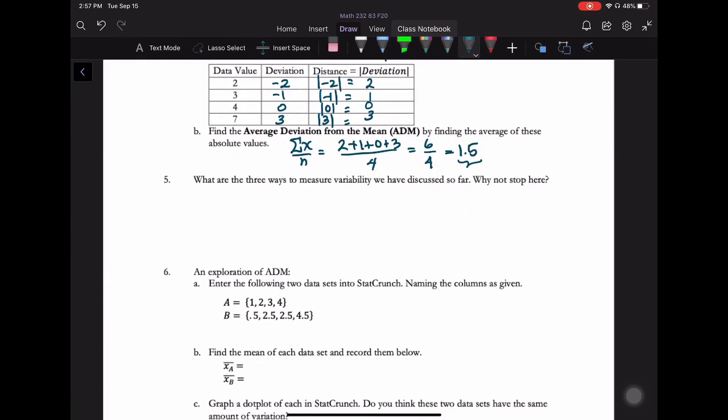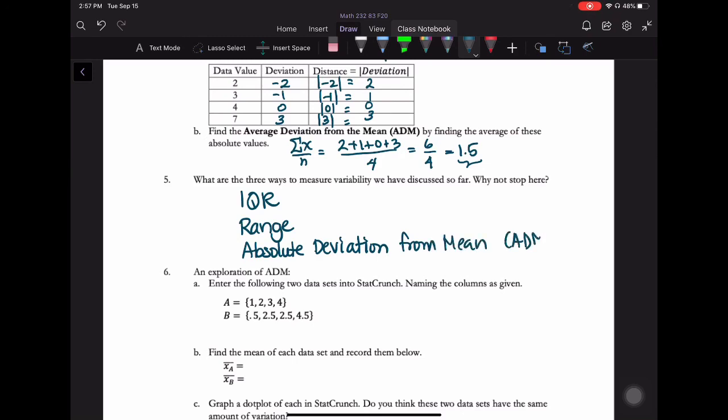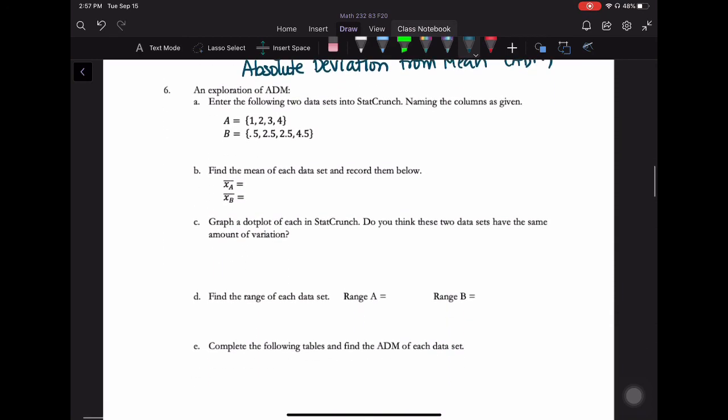What are the 3 ways to measure variability that we've discussed so far? We talked about in Module 9 range and IQR, and then we just talked about something new in Module 10. The interquartile range, the range itself, and the absolute deviation from the mean, which we are abbreviating ADM. We're going to move to StatCrunch, where we're going to enter the values here and we're going to perform the calculations that are on this sheet.